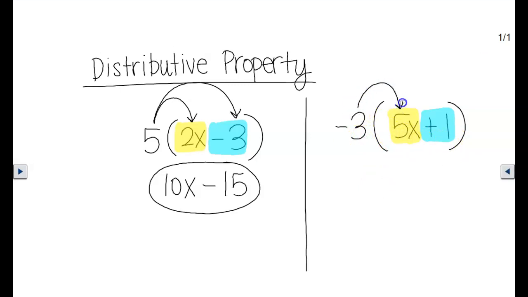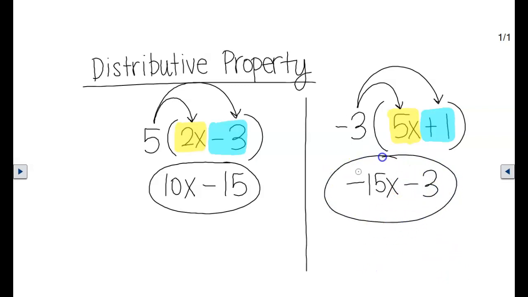So I'm going to do negative 3 times 5x first, which is a negative 15x. And then I'm going to do a negative 3 times a positive 1, which is a negative 3. So I'll put minus 3 for that negative 3. And again here, this problem at this point would be done, because negative 15x and negative 3 are not like terms. This term has a variable part of x. This term has no variable part, so they cannot be combined.